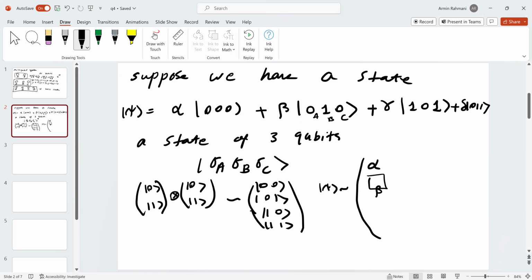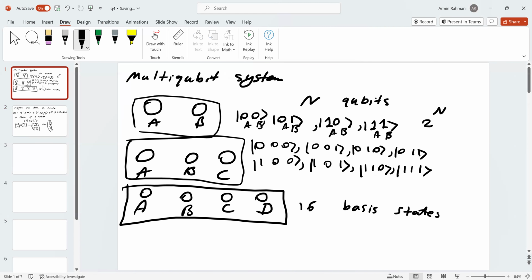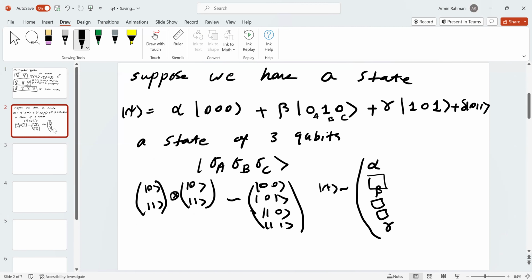So 4 and 5 I leave out, and then I put a gamma. And then that delta is 011, which is number 4. So that's delta. So these appear at position 1, 3, 4, and 6. So then 7 and 8 are 0. Similarly, 2 and 5 are 0. So let's put the zeros in the right place. Okay. So that's in this ABC basis.